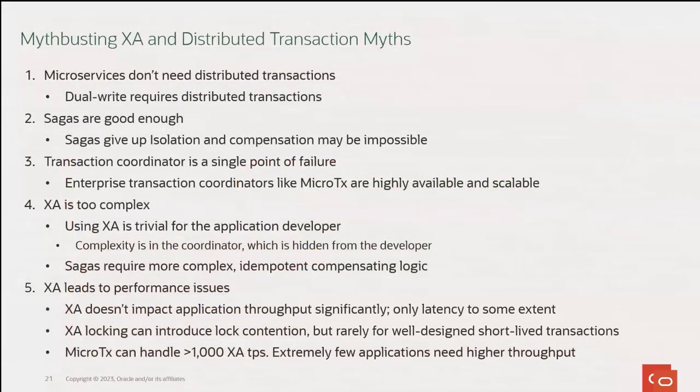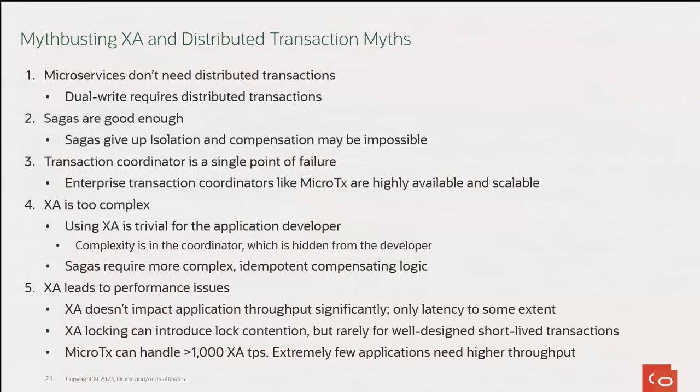Speaking of XA, I want to do a little bit of myth busting here about XA, since it gets a lot of flak in the microservices world. And some of the myths are that people claim that microservices don't need distributed transactions. Well, then I ask, how do you solve the dual write problem without them? And the transactions may not need to be in these forms. It can be in other forms as well. But there still is this notion of a set of work that has to be done atomically.